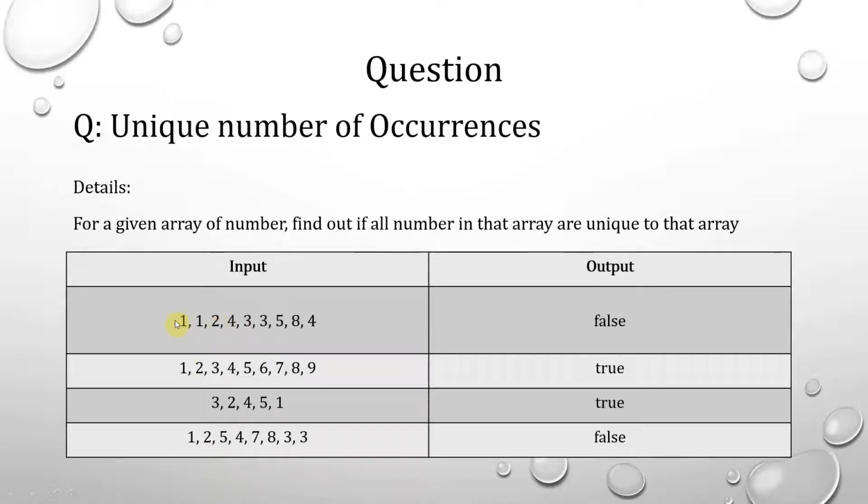For example, if this is the given array for our program, 1, 1, and so on, we see 1 occurs twice. That means it is not unique to that array, so we return false. In the second example, by inspecting visually, we can see all the elements are unique to that array, so we return true, so on and so on.